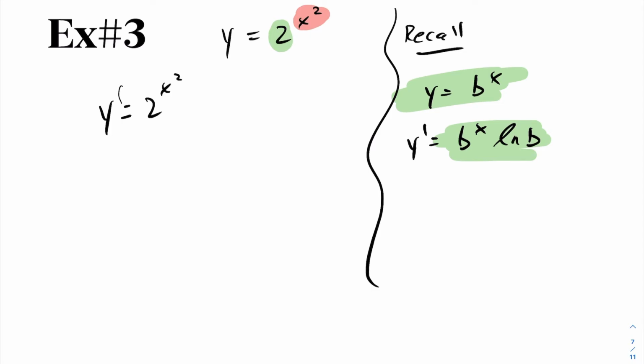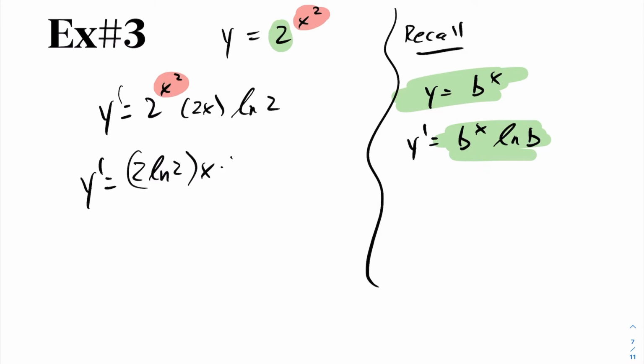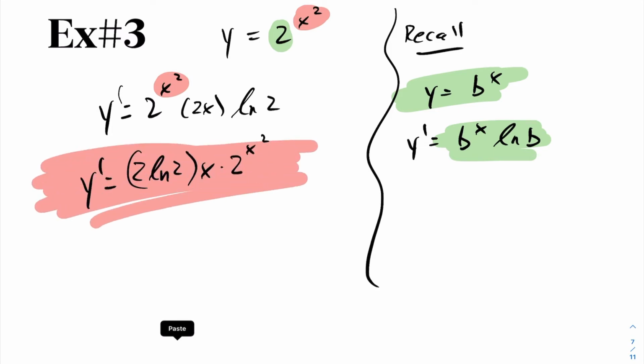Now again, the chain rule kicks in here. I have to take the derivative of x squared, in which case it's 2x, and then you take the ln of 2. So y prime in this case would be 2 ln 2 x times 2 to the x squared. And again, normally you put any constant terms out front. All right, let's try another.